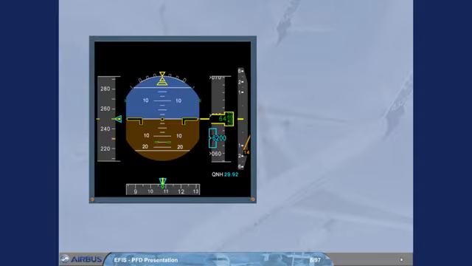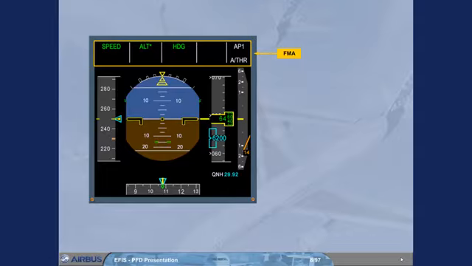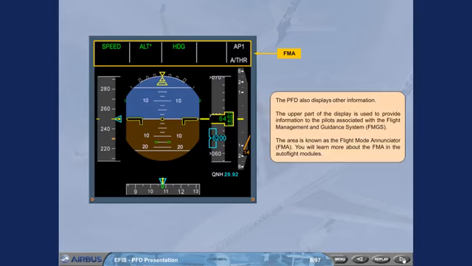The PFD also displays other information. The upper part of the display is used to provide information to the pilots associated with the Flight Management and Guidance System, FMGS. The area is known as the Flight Mode Annunciator, FMA. You will learn more about the FMA in the Autoflight modules.